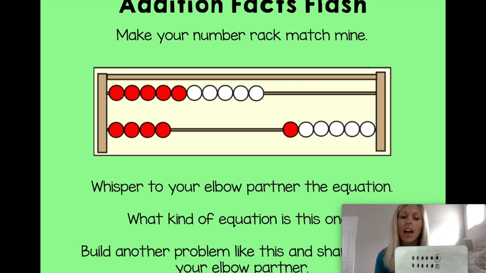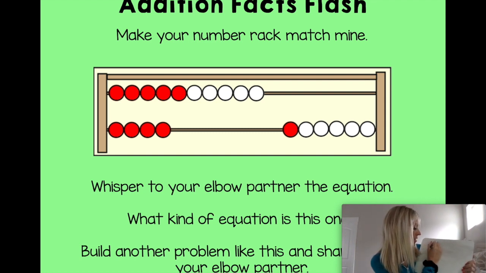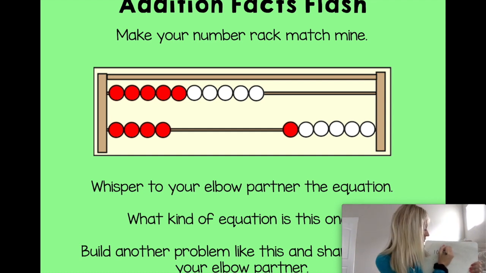Look at these numbers. How many beads do you see on the top row? Remember, think about what you know. How many beads do you see on the top row? I know that there's 5 red and 5 white. So how many are on the top row? 10. Okay. How many are on the bottom row? Plus, that's right, 4. 10 plus 4.